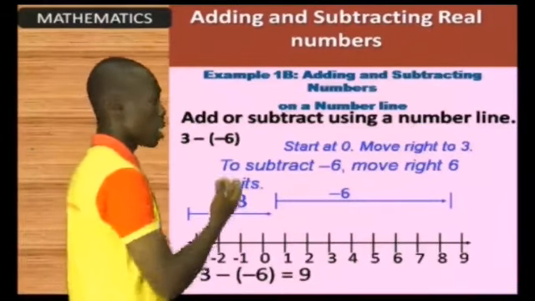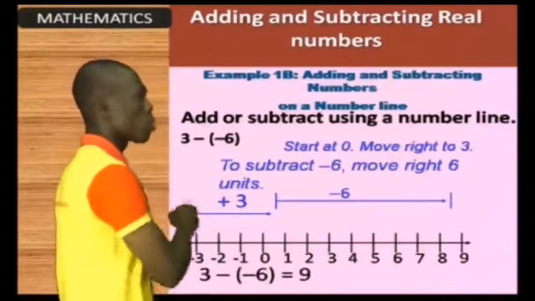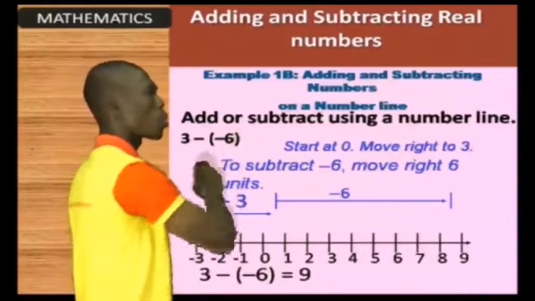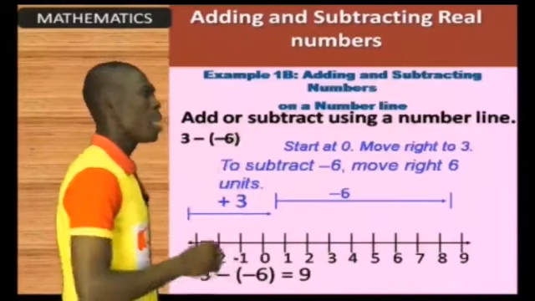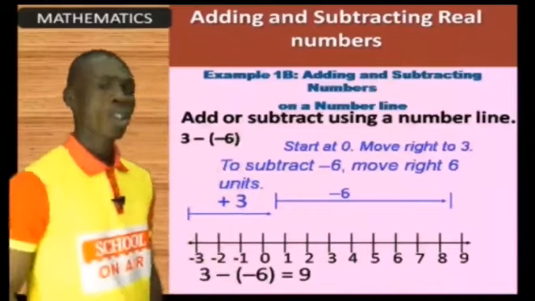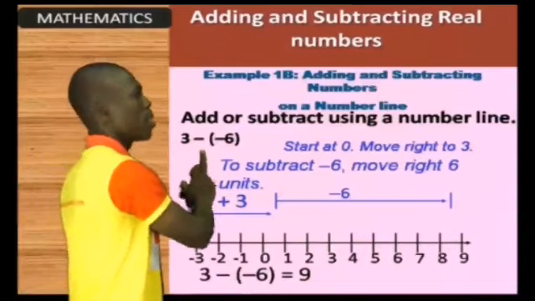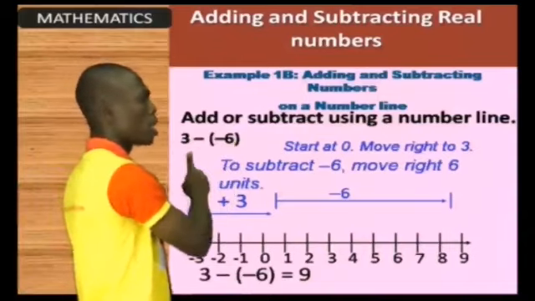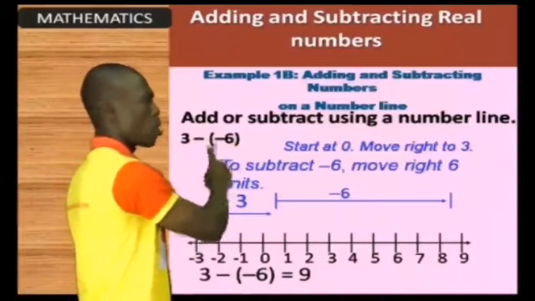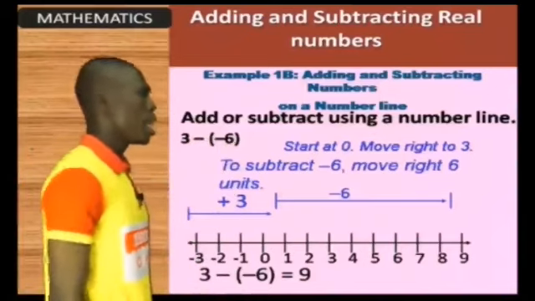Adding and subtracting numbers on a number line, that's what we are still doing. Example 1b, add or subtract using a number line. What we have here is 3 minus 6. Now this is positive 3. Now minus 6 in parentheses.